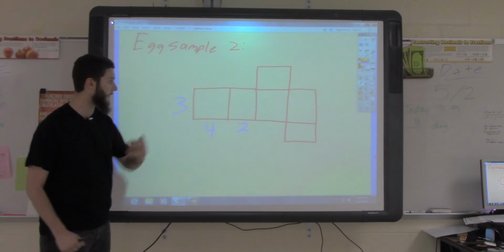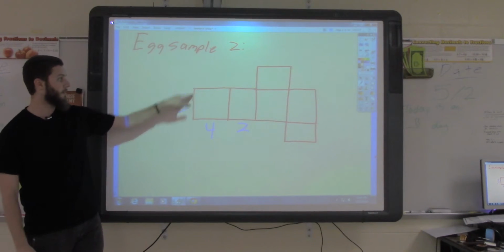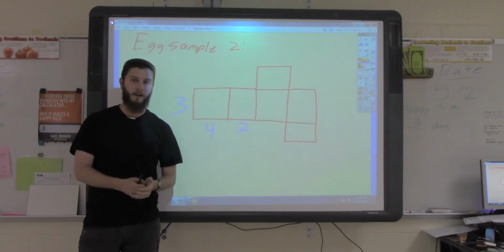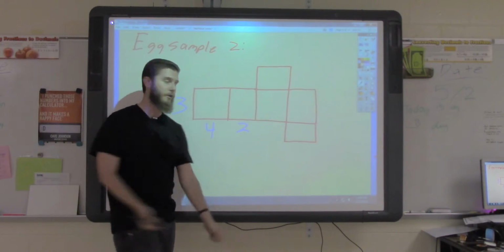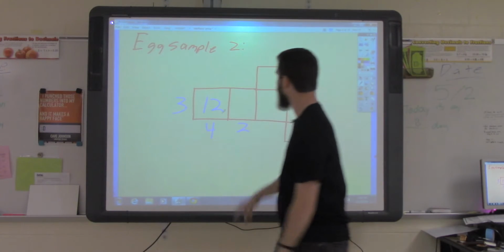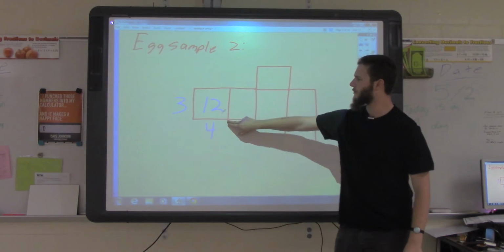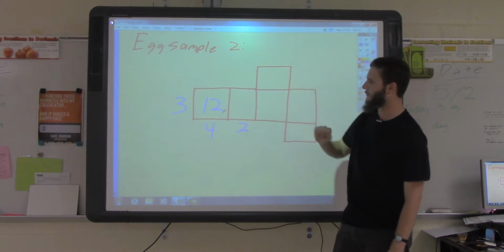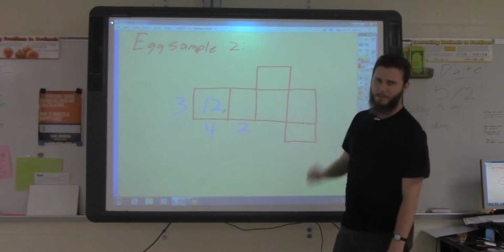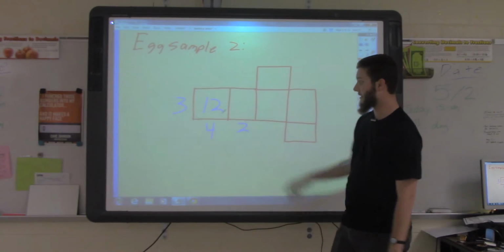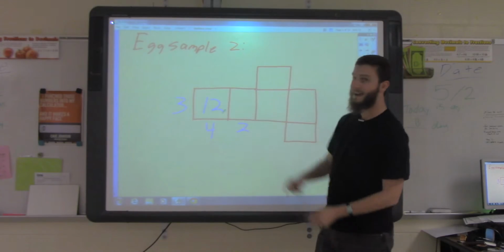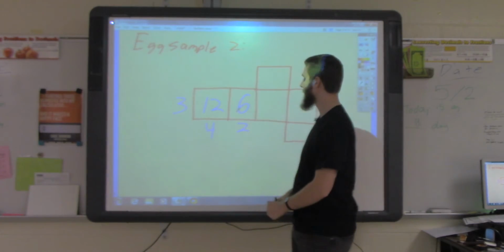What you do for this face right here, we've got 3 by 4. 3 times 4, of course, is 12. So we're going to write that in here. This part, we have this 2. Do we know the height? Take a look at the numbers around there. It's going to be 3. The height's going to be 3. We got 2 by 3. That gives me an area of 6.